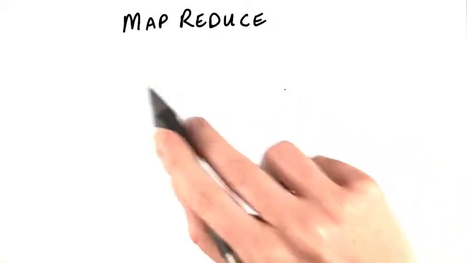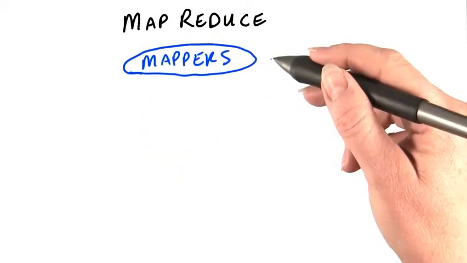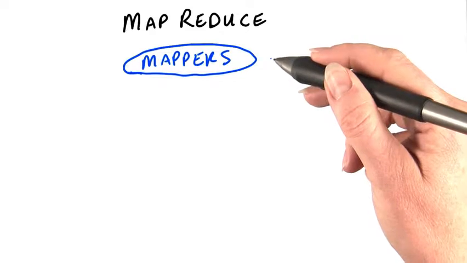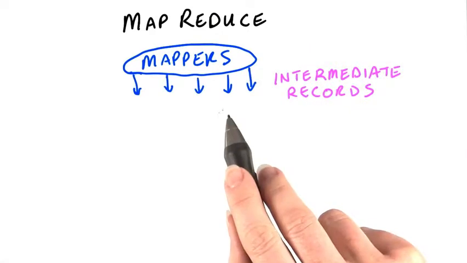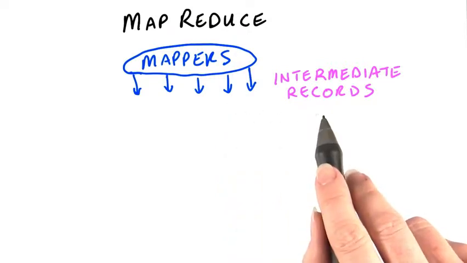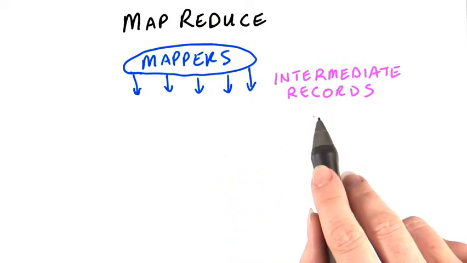And that's how MapReduce works. Let's summarize. The mappers are just little programs that each deal with a relatively small amount of data and work in parallel. We call that output the intermediate records. That's what we were writing on our index cards.